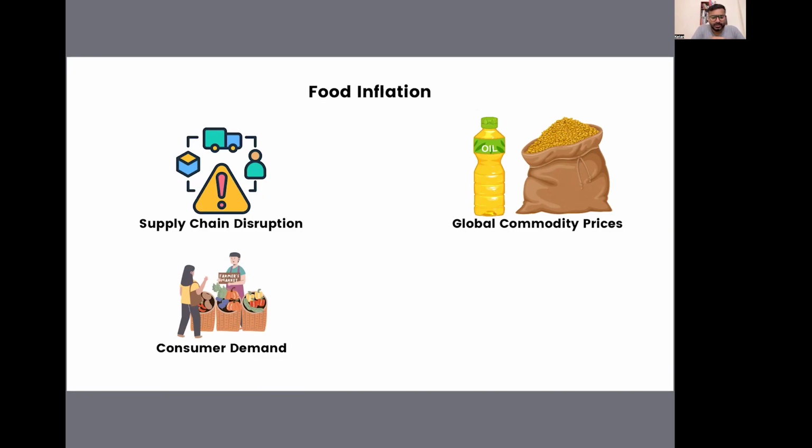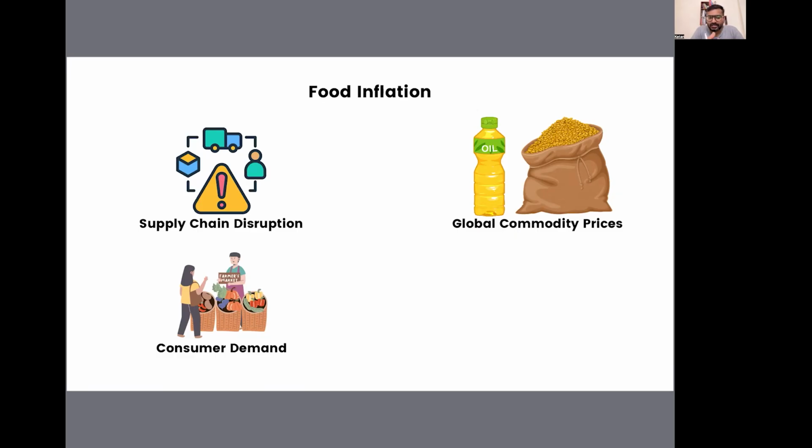The next important reason is the increasing consumer demand. As more and more people become more prosperous and the middle class of this country increases, they demand more food, more variety of food, and fresher food, and more luxurious food items like avocados and dragon fruits and all that.